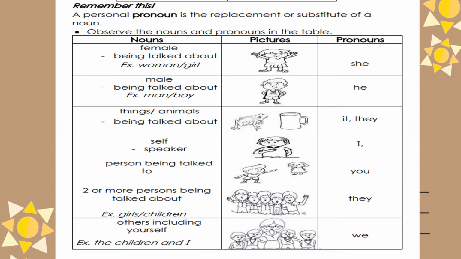Things or animals being talked about, the pronoun for that is it and they. It for one, they for many. Self or speaker, the pronoun is I. For the person being talked to, the pronoun is you. For two or more persons being talked about, example, girls or children, the pronoun is they. And others, including yourself, example, the children and I, the pronoun for that is we.